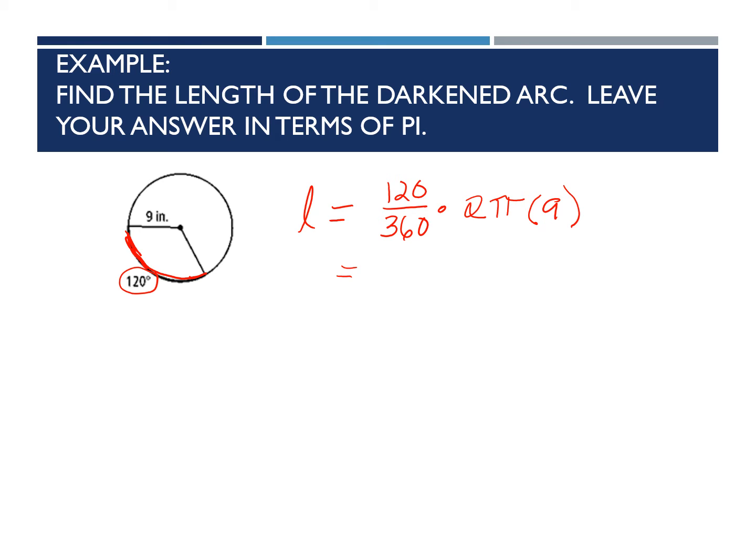Simplify as much as you can. 120 over 360 reduces to 1/3 times 18 pi. And then 18 divided by 3 is 6 pi. So the length in terms of pi is 6 pi inches. Since we wanted this in terms of pi, that's our final.